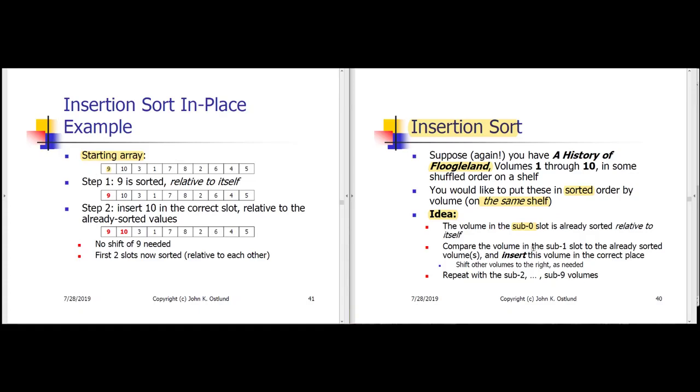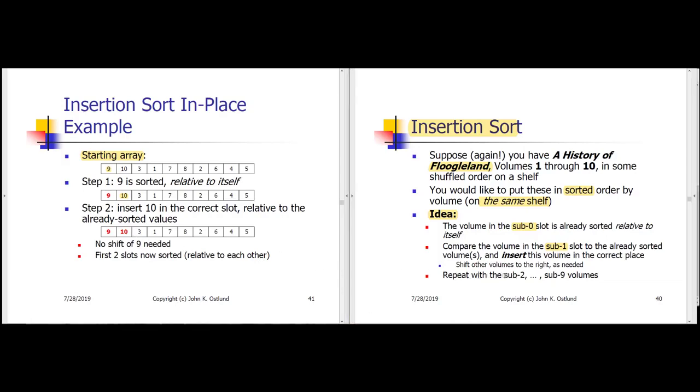Now, we'll keep increasing the size of the sorted left-hand slots of our shelf by 1 with each iteration. This is going to require us to compare the volume in the sub-1 slot, this is the 10, with the 9, and if necessary, move the 10 ahead of the 9. Well, looking at the first 2 slots, 10 is already greater than 9, so now the first 2 slots are sorted relative to each other.